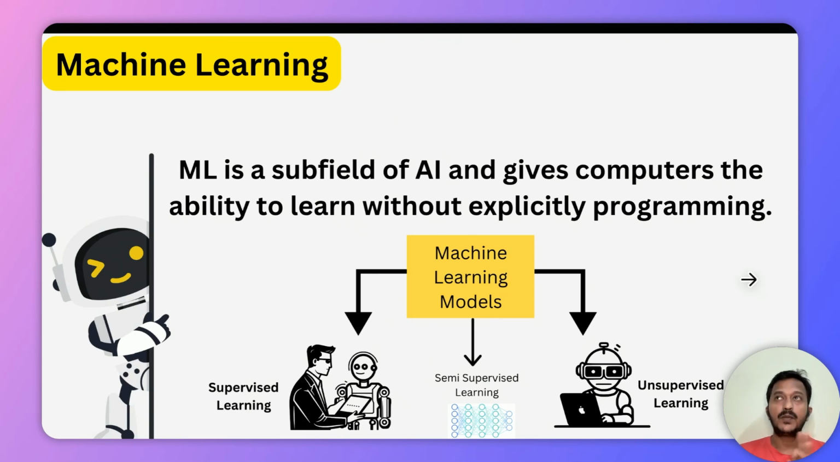See, programming is one part of how computers learn, but in machine learning, it's all about these techniques: supervised learning, semi-supervised learning, and unsupervised learning. All right, so these are some of the techniques by which machine learning models learn.